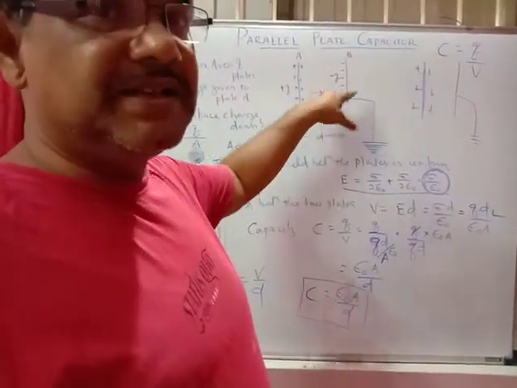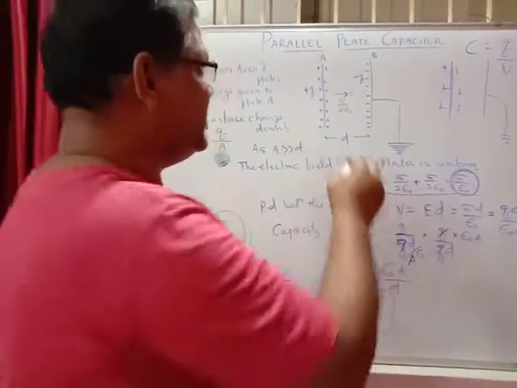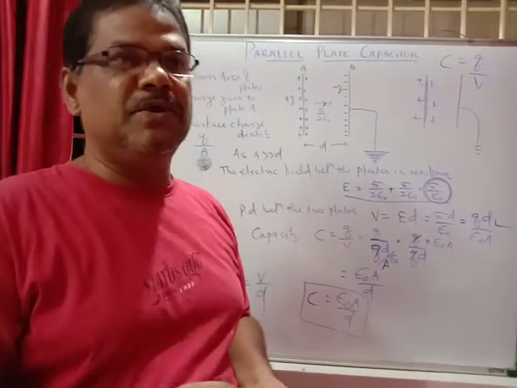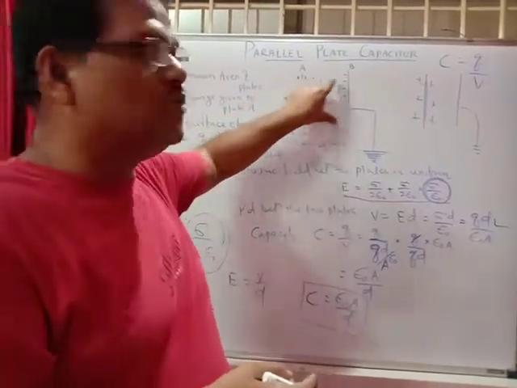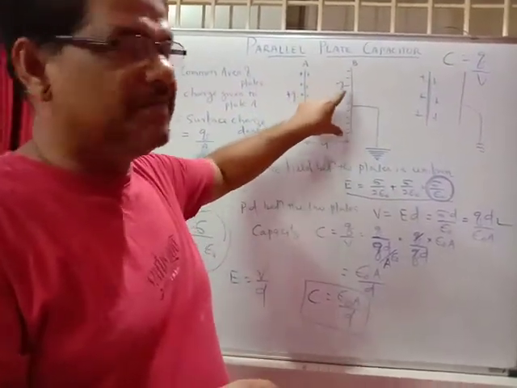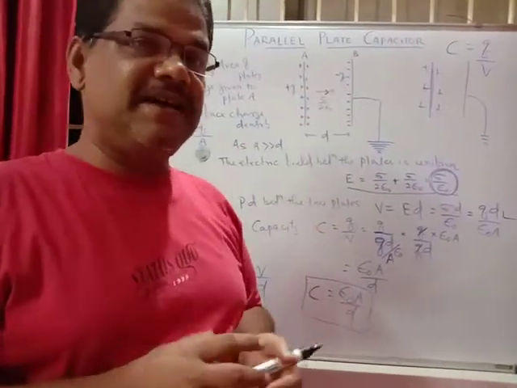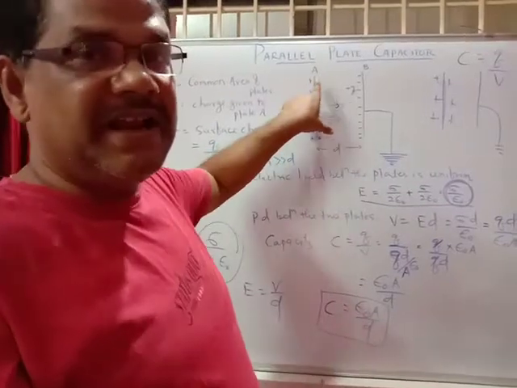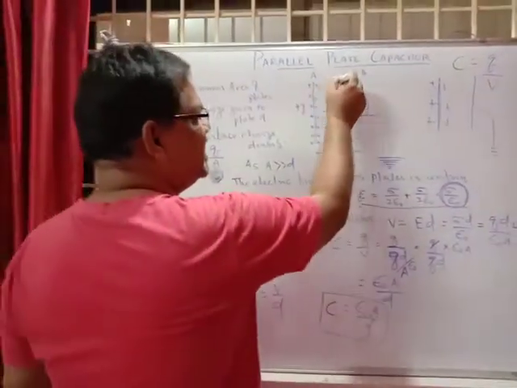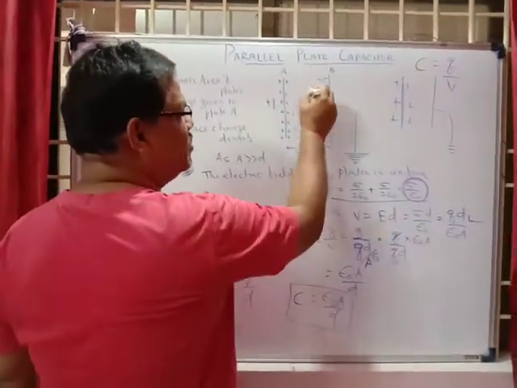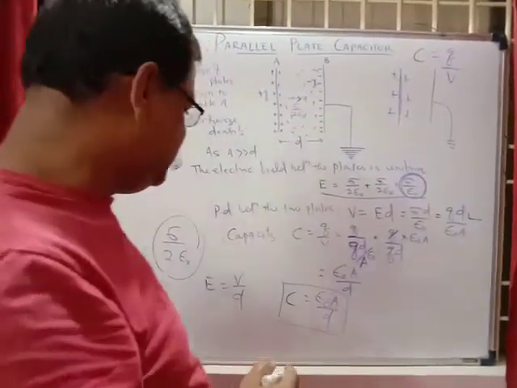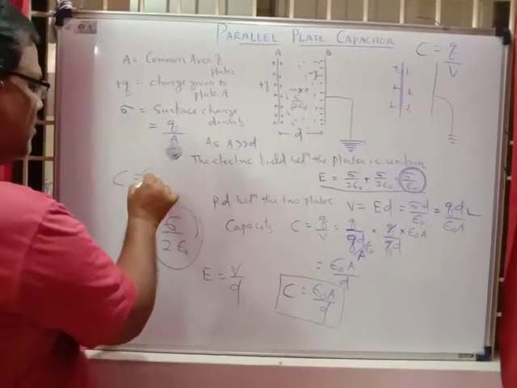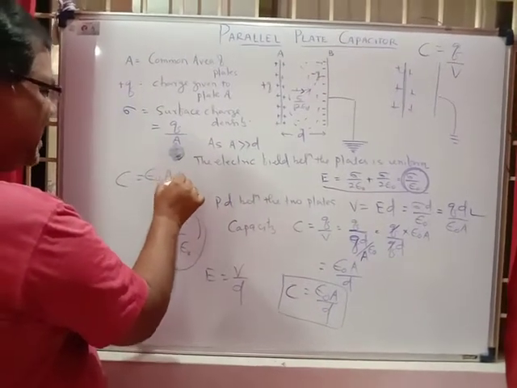Another thing is the space between the two plates. Here the case is that the space between the two plates is air, or you can say vacuum. No medium is there in between the two plates. If any dielectric slab is kept in between the two plates, suppose some dielectric medium is packed in between the two plates, then the capacity will be increased. C equal to epsilon naught A K upon D.